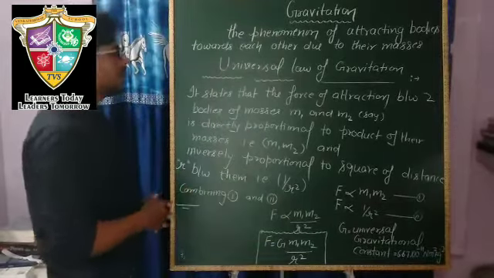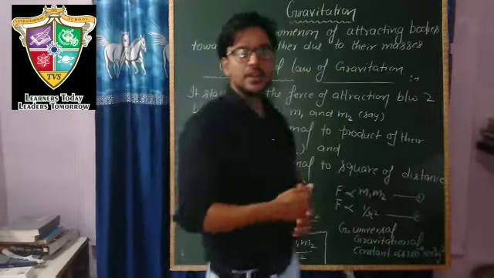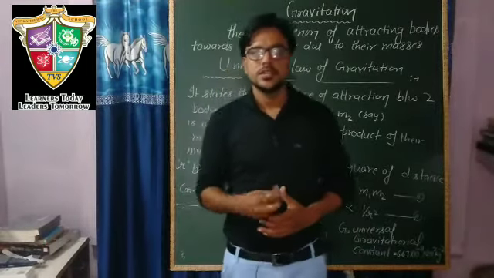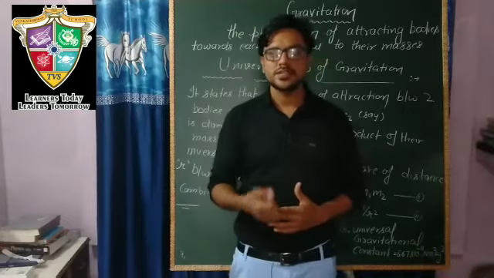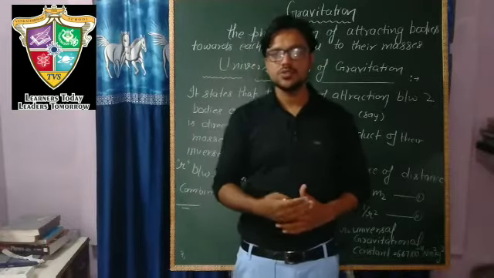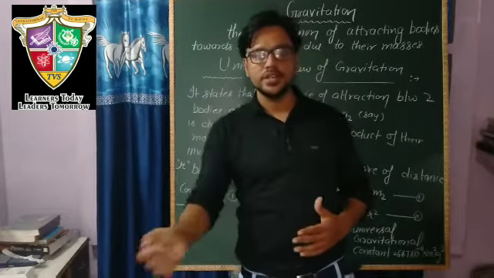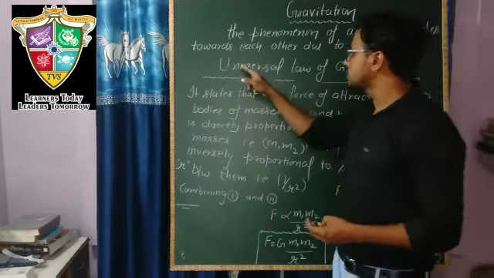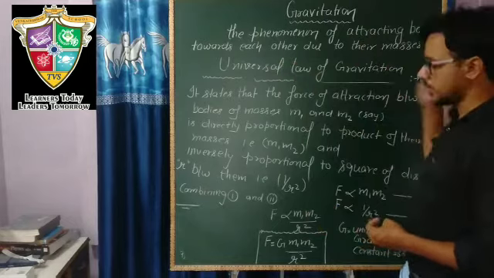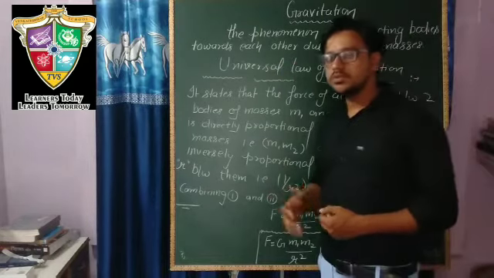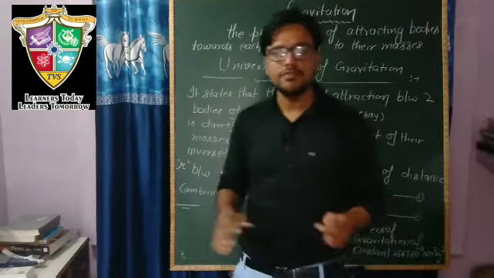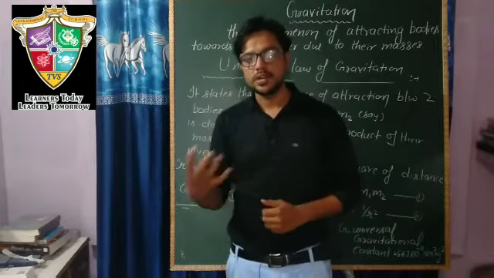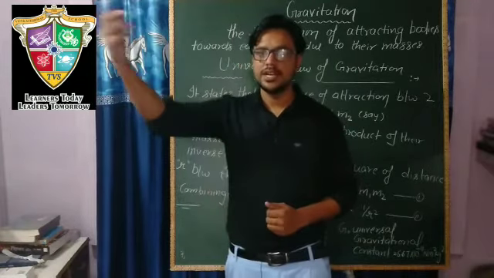If we talk about how much force is acting between the objects, this law is given by Sir Isaac Newton, and it is also known as Newton's law of gravitation, or commonly known as universal law of gravitation. It is a universal law because it is applicable on every object, maybe it is microscopic, or maybe it is heavenly bodies.